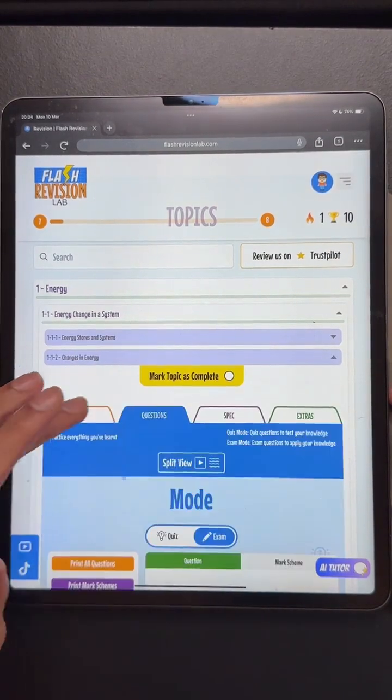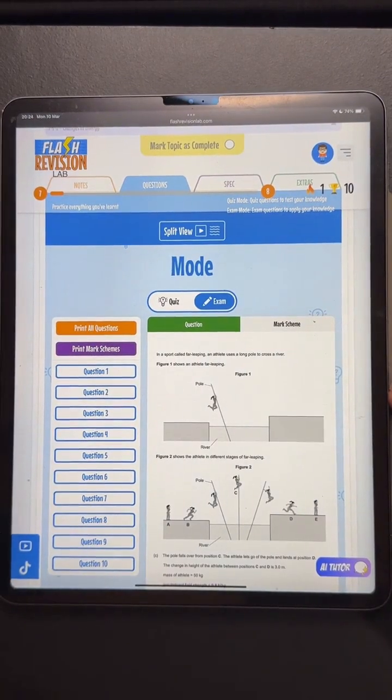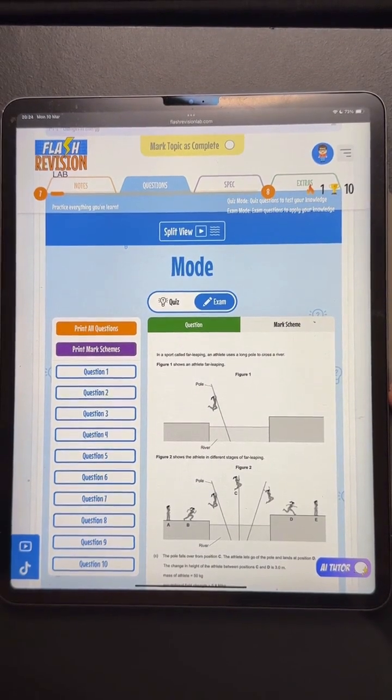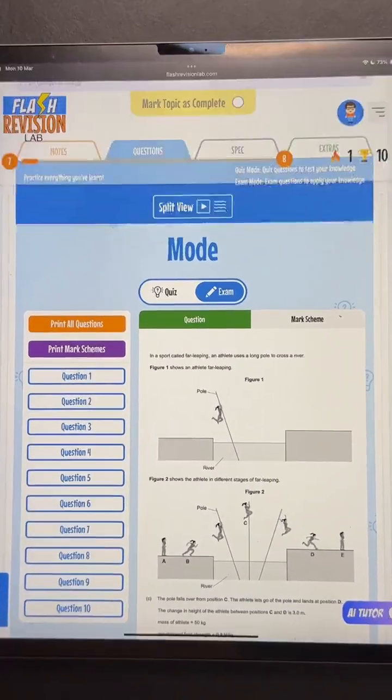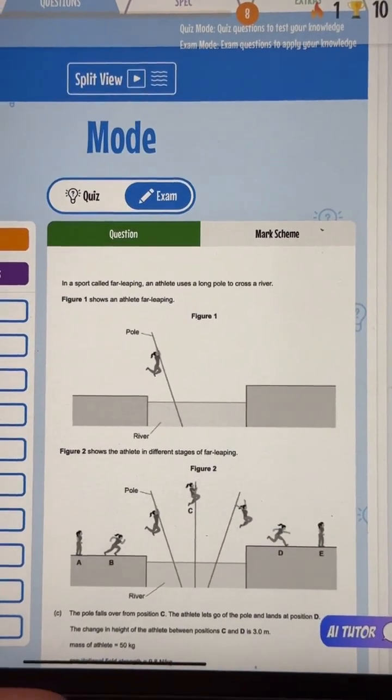Let's look at one more question here. Question 4. So hopefully you can see that better again.